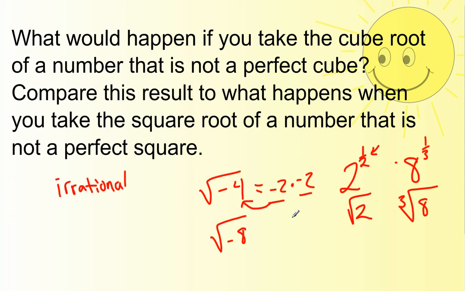So, those are some differences and some similarities. If you take square roots and cube roots of numbers that are not perfect squares or perfect cubes, you get irrational numbers. But with cube roots, you are allowed to take the cube root of a negative number, but you're not allowed to take the square root of a negative number.